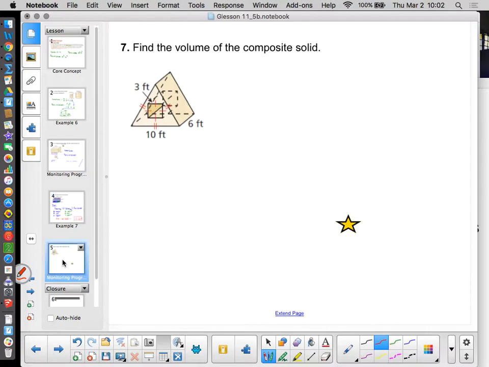Find the volume of this solid. So we've got a triangular prism with a rectangular prism out of the center of it, or a square prism. So we're going to start with a plan.